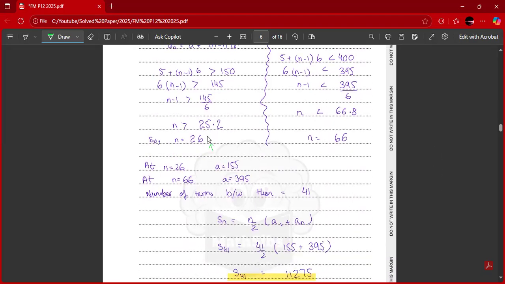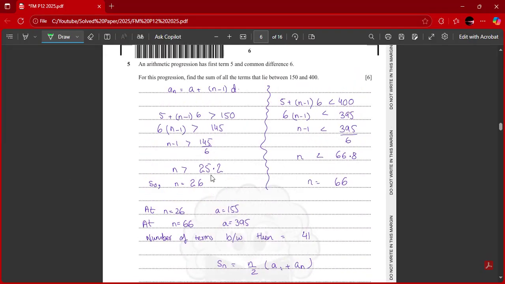Like if I put the value of 25 in this equation, I would get the value of my term as, wait a minute, let me just do it. 6 as 149. If I put 25 as my n, I'll get 149, which is lesser than 150. And we're supposed to find the sums of numbers that lie between 150 and 400. So we're gonna round it up to 26. And if I do 26, then I'll get 155, which is exactly between the terms.